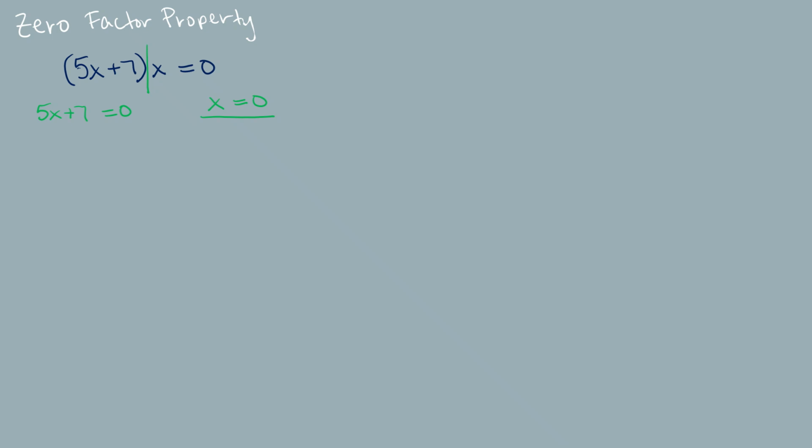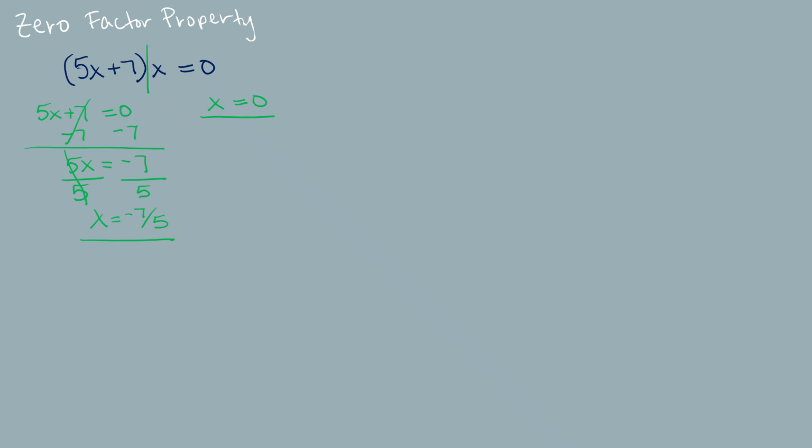So this one just takes a little bit more algebra, but reminder that our goal is to get the variable alone on one side. So we'll subtract 7 on both sides, which will cancel out on the left and leave us with 5x equals negative 7. And then again, to get this x alone, we'll divide by 5 on the left and on the right, which will cancel out these 5's, and then x equals negative 7 divided by 5.